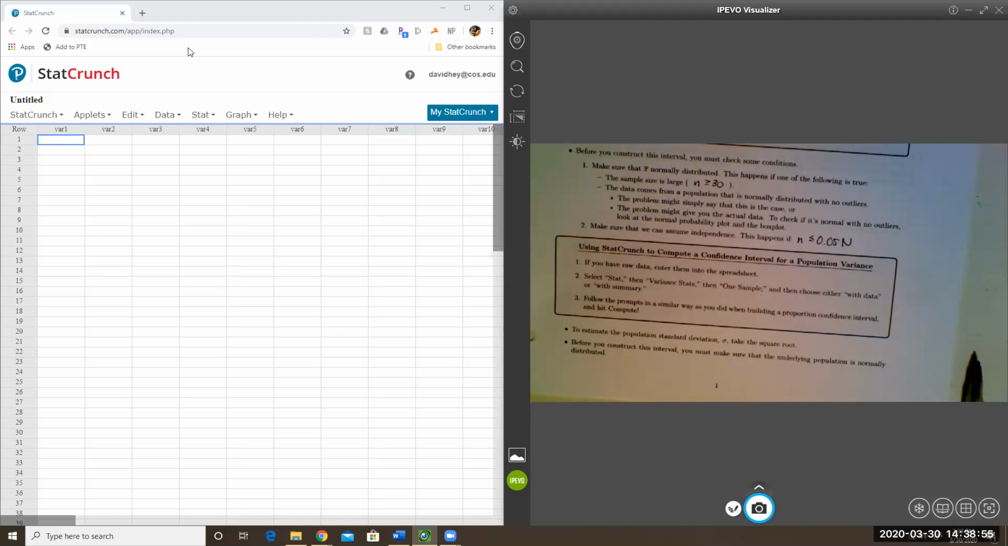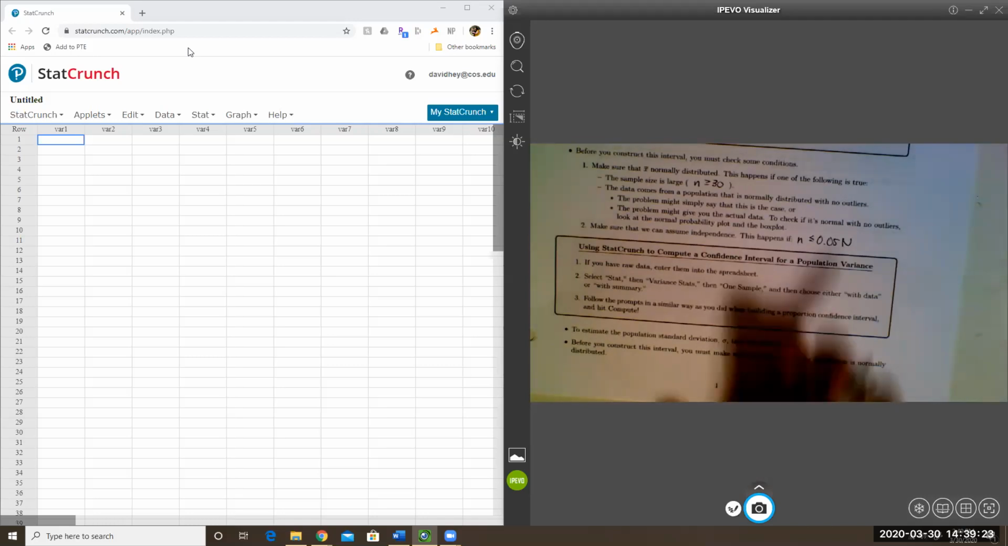The other thing to point out about this confidence interval is that it gives you a confidence interval for the variance. If you want an interval for the standard deviation, then you need to compute this interval, but then take the square root of the upper and lower bounds to get your confidence interval for the standard deviation.